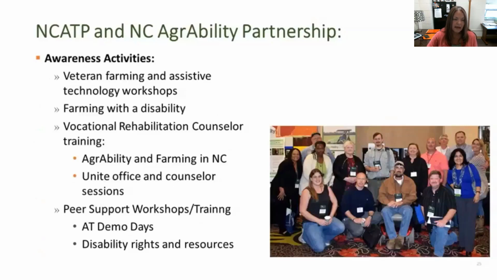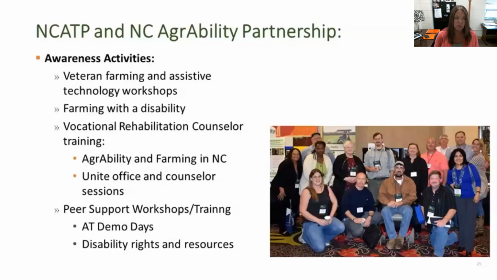Again, I think one of the benefits for the AT program and the AgrAbility program being partners is that AgrAbility comes from that background of farming and knows those resources, where the assistive technology program is coming from that disability agency or from the disability and medical perspective. And so we are able to provide those resources or that information that the farmers and the family members may need, that individuals who are typically working in the AgrAbility program or the extension program may not know as well.